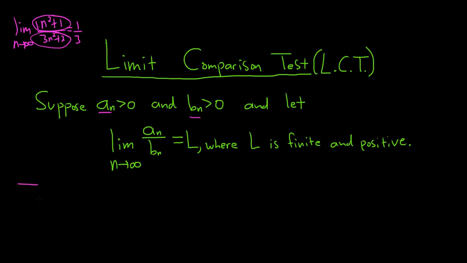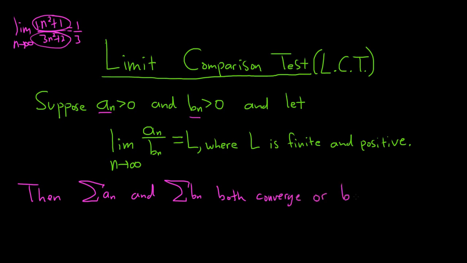So the result of limit comparison is the following. Then the series, again, I'll omit the infinities like I sometimes do, these are infinite series. Then these series both converge or both diverge. So again, the intuition behind this is if this limit is equal to a positive number, then these both have the same growth rate. So in theory, these both should behave the same. They should either both converge or they should both diverge.